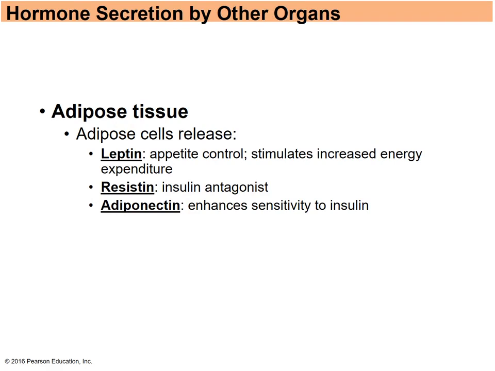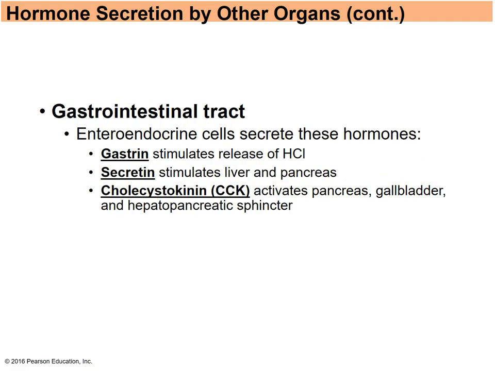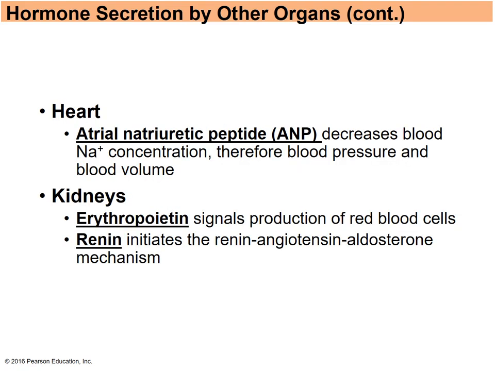Now, some other organs can also produce hormones. You've got adipose tissue, fat tissue, that can release things such as leptin, which is going to help with appetite control, resistin and epinephrine. The gastrointestinal tract is going to be producing different things like gastrin, which helps to stimulate the release of hydrochloric acid in the stomach, and secretin, which stimulates the liver and the pancreas. And we will discuss those again when we talk about the digestive system.